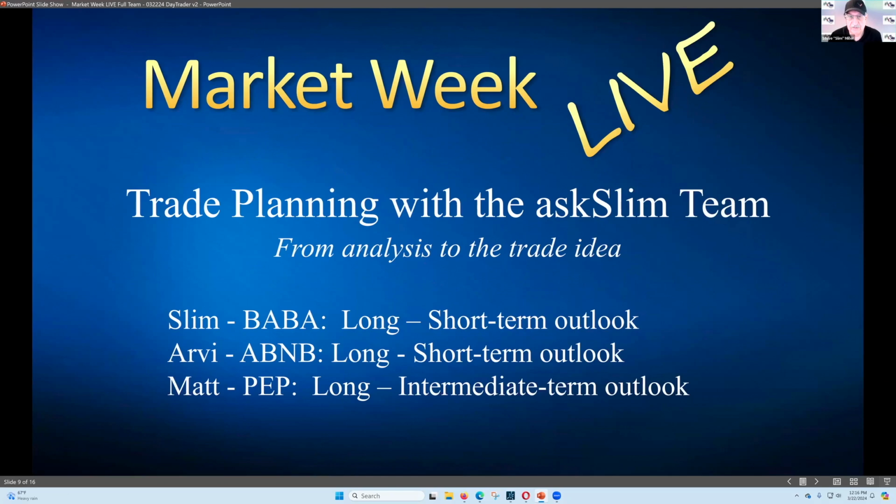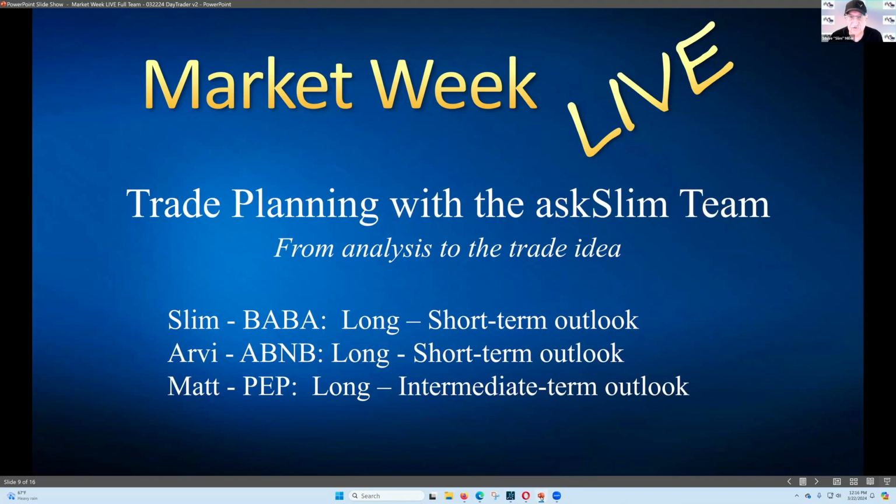I'm going to bring you Alibaba alongside trade with a short-term outlook. So it's a short-term trade. RV is going to look at Airbnb. He's got a long-side trade there. And Matt is going to look at Pepsi alongside trade there, but Matt's taking a little more of an intermediate term outlook when he looks at that. So let's take a look here.